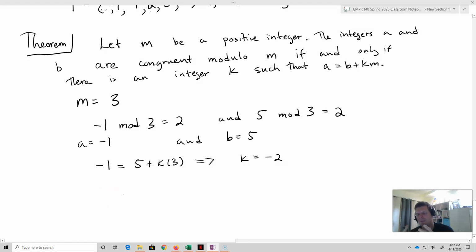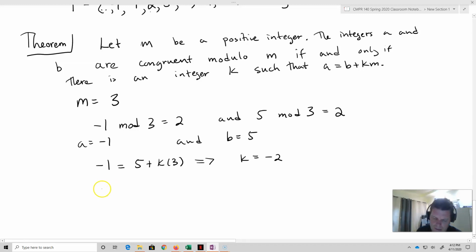And so this is just another way of showing that they are in fact congruent. This ends up becoming more important when we're working with proofs, and sometimes we might utilize this when we're doing some more advanced number theory work. We just want to see that this is always true. And the converse is also true.